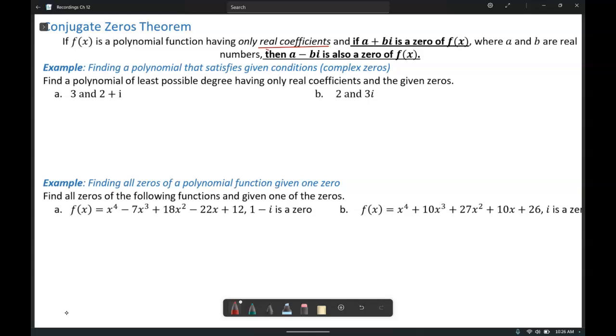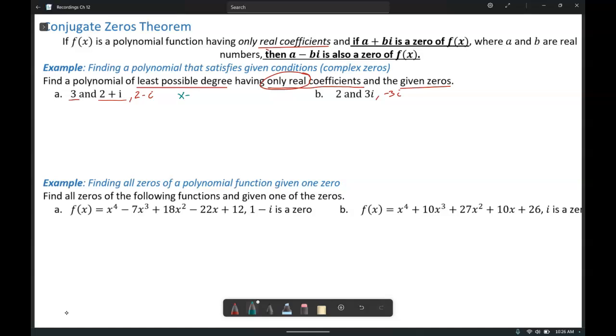And so now we're going to do the same idea, but we're given the condition that we want the least possible degree, it needs only real coefficients, and it has the given zeros. So we're given the zeros 3 and 2 plus i. But in order for us to have only real coefficients, this implies that 2 minus i also has to be a zero. We have to have both. Likewise with b, we have 2 and 3i, but the only way to get only real coefficients is if negative 3i is also a zero.